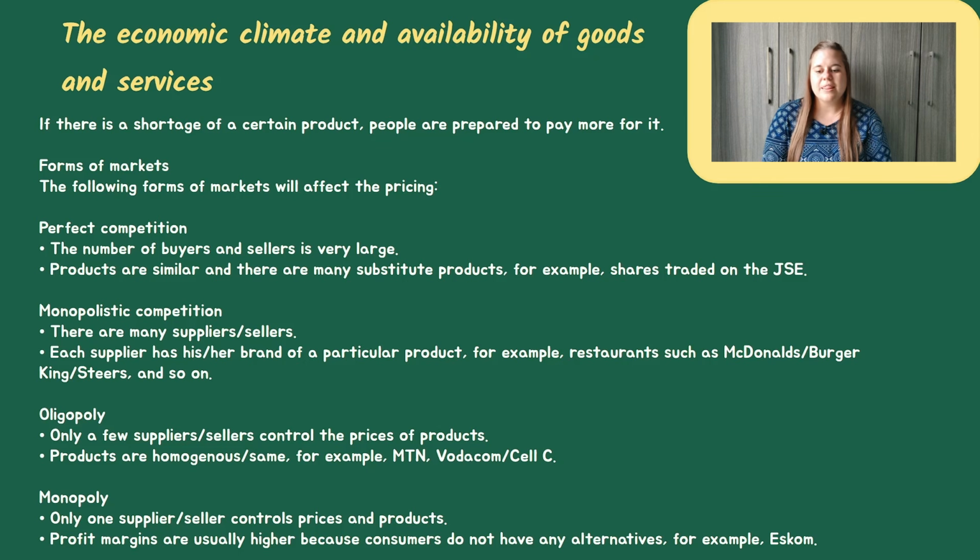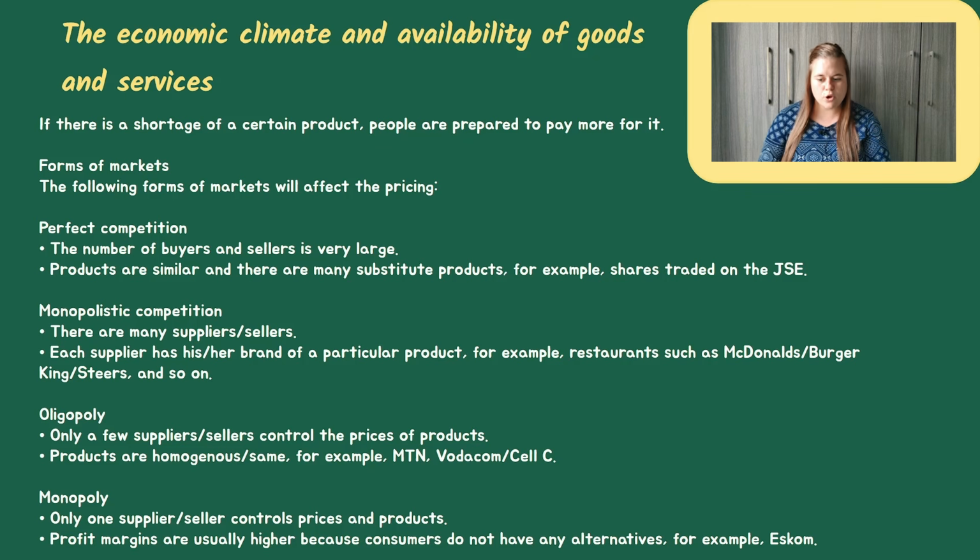The economic climate and availability of goods and services: if there is a shortage of a certain product, people are prepared to pay more for it. Forms of markets: the following forms of markets will affect the pricing. We spoke about it earlier, perfect and imperfect markets.